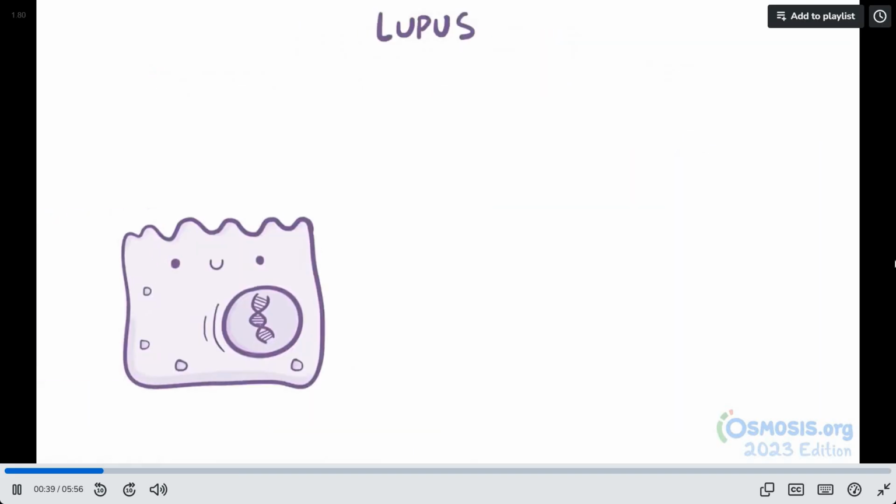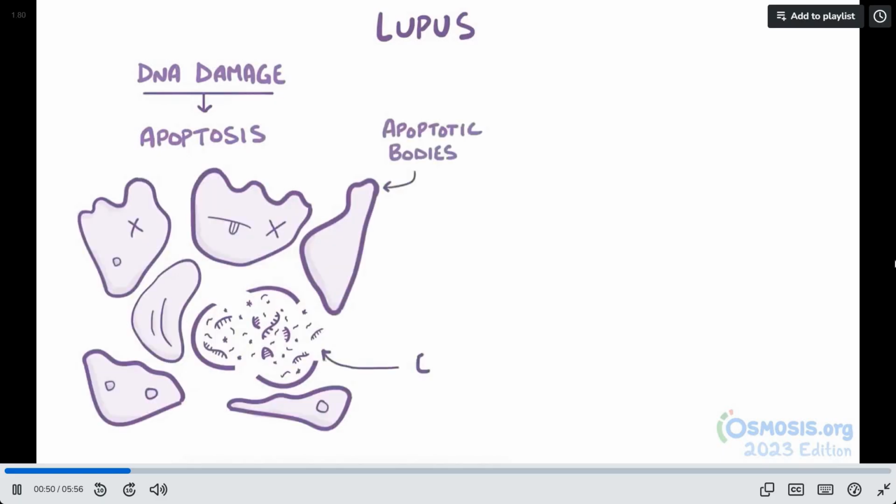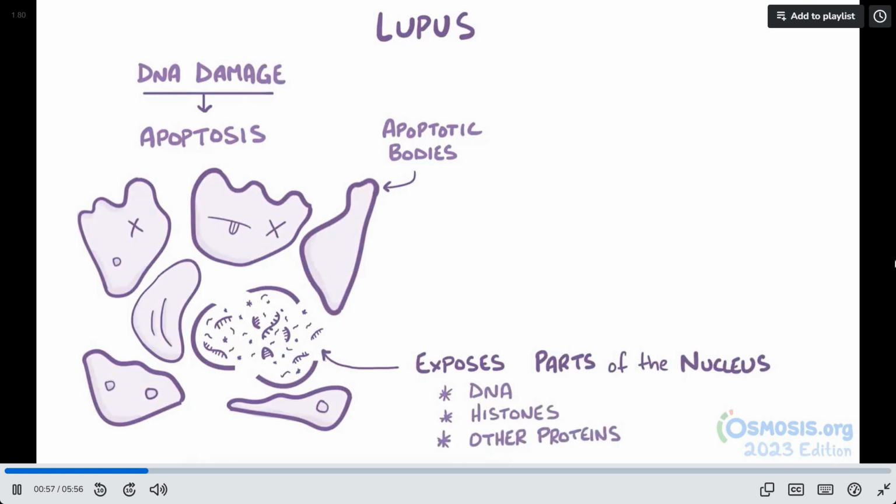In lupus, what happens is that some cells have their DNA so badly damaged that the cell undergoes programmed cell death, or apoptosis, and it dies. This produces all these little apoptotic bodies and exposes the insides of the cell, including parts of the nucleus, like DNA, histones, and other proteins, to the rest of the body.